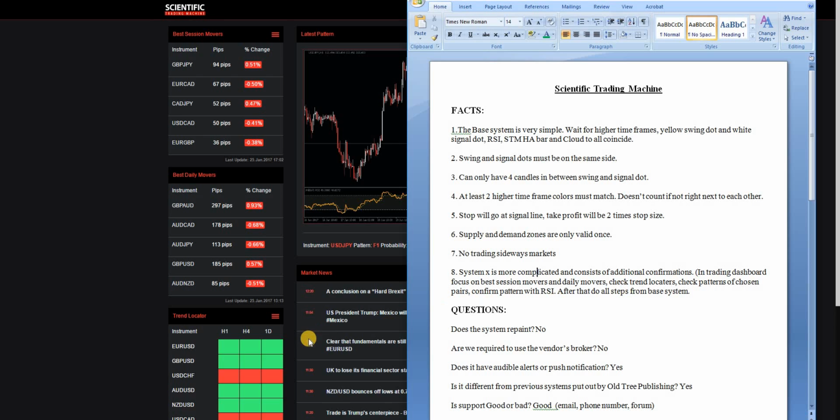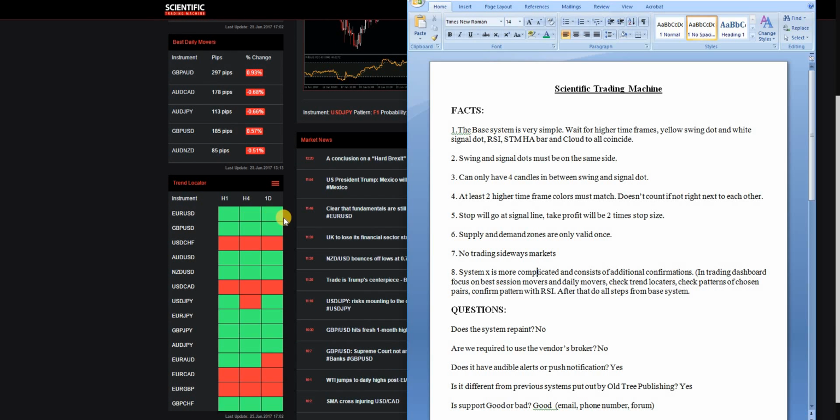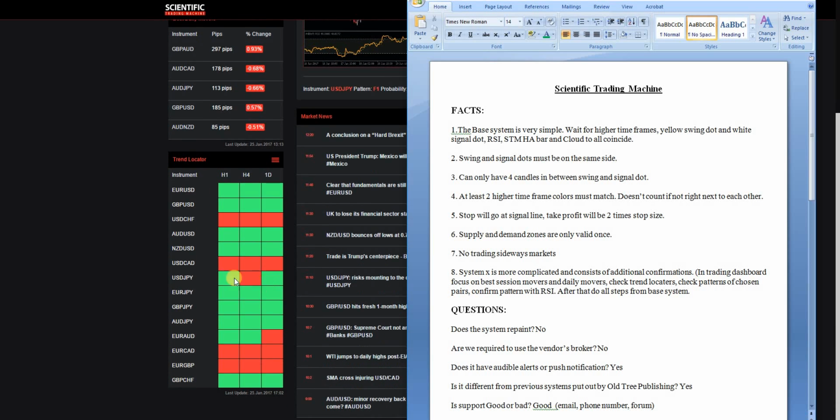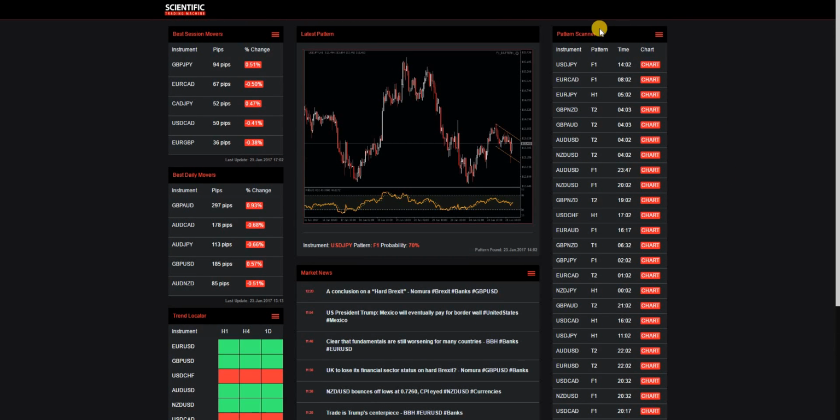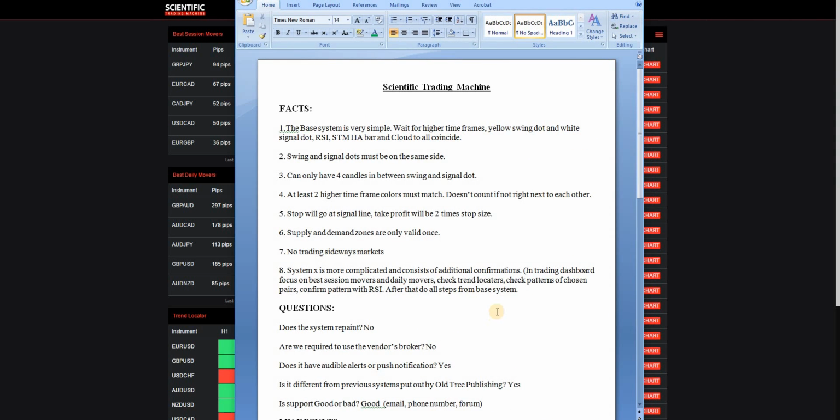All right, check the trend locators. That's this right here. And again, we don't want to take trades or focus when we have a gap right here. So we have a green, then we have a red, and then we have a green. We want to see them right next to each other. Either all three are one color, or two right next to each other are the same color. All right, next we want to check the patterns of the chosen pair. Now we want to come over here to the pattern scanner and see if there is anything developing on the chosen pair that we're going to be focusing on.